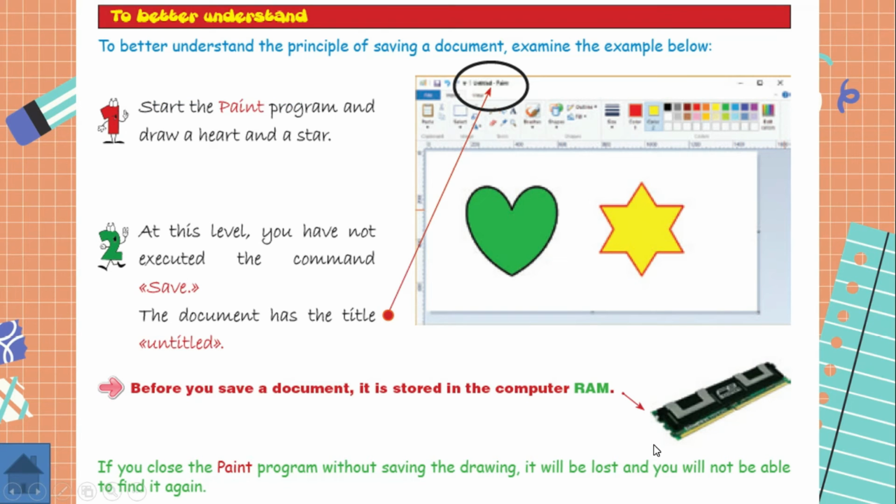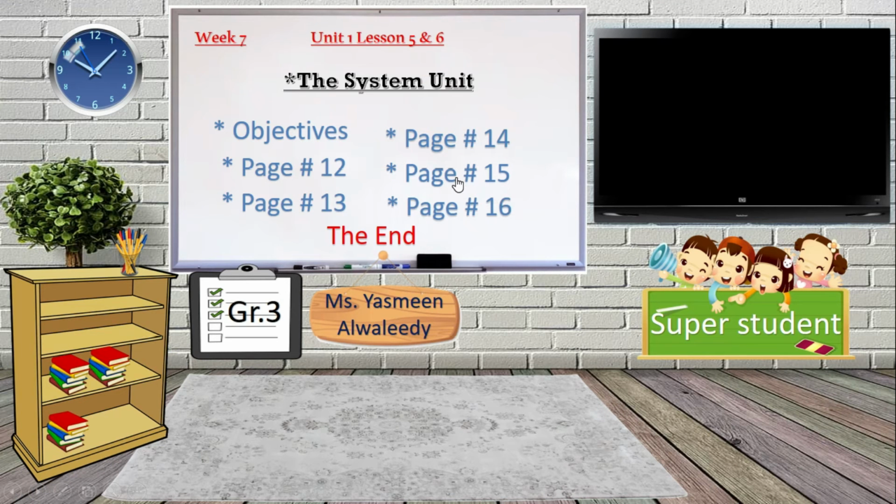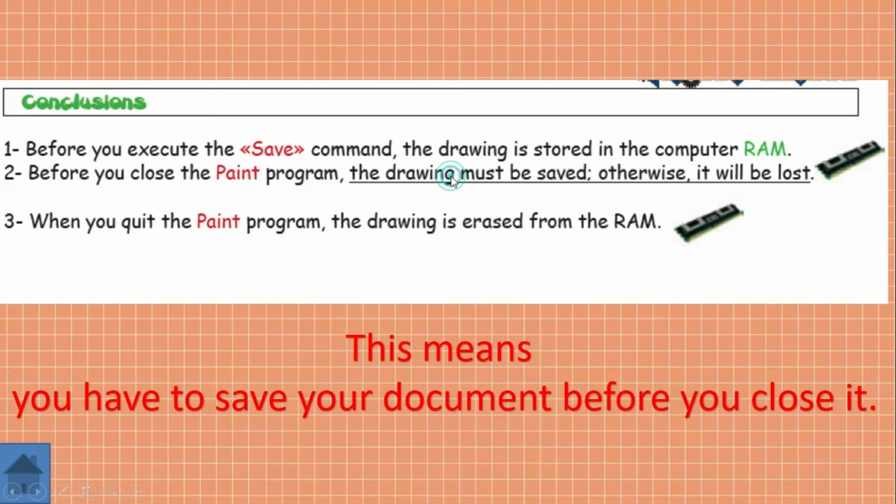Okay, let us see here what we have. They draw and they try as we tried now. When they draw in the beginning, there is Untitled. Look, that means it's on the RAM. But when you change the name and save it, that means it's moved from RAM to hard drive, as I showed you. That's it. Okay, let us check page 15.